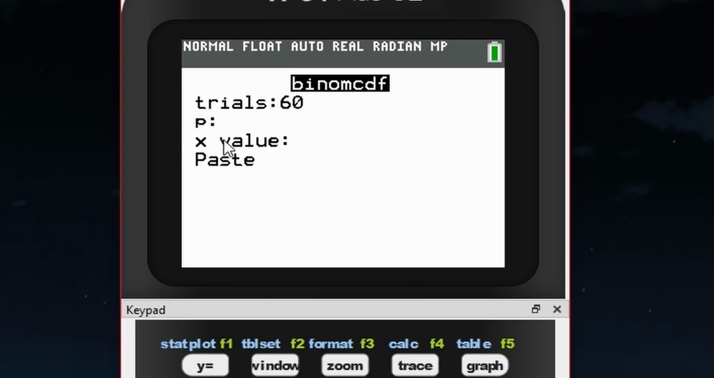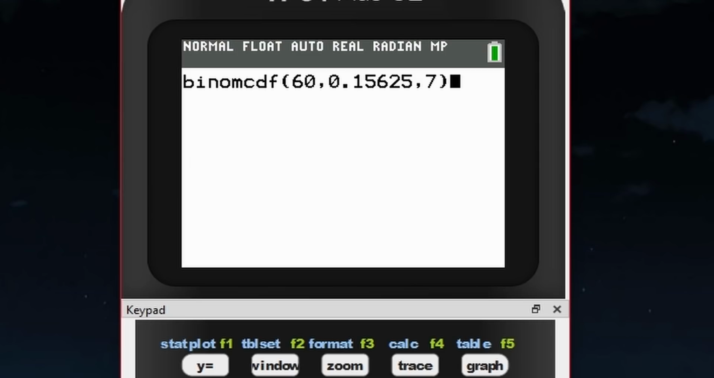Then the probability. So I created a weighted probability, and I don't really want to explain it, but just use this number, which is 0.15625. That's our probability. And then finally, we have to put in our X value, which in this case is basically how many millions of coins do you want to make on minimum. So we want to look at 7 million coins or more. So let's put 7 mil. You put 7 and then we click enter, enter, and then we will calculate a number.